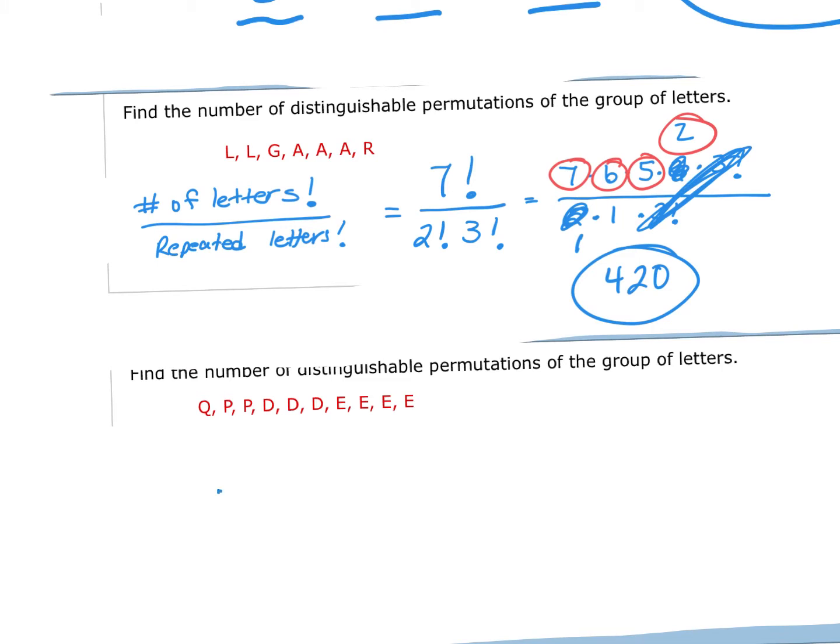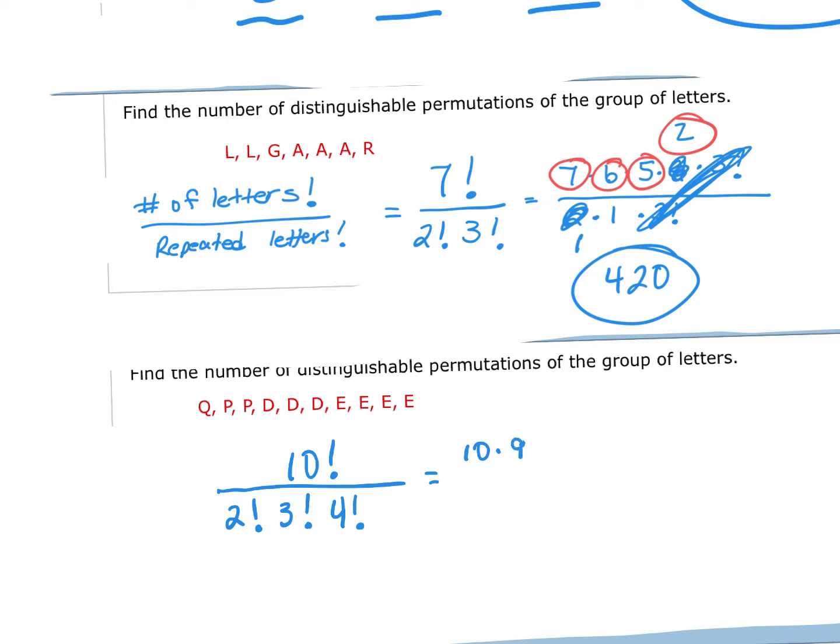Again, same thing here. How many letters are on top? 10. Yep, 10 factorial. Now there's a lot that repeat. I see P, how many times? 2 times. I see D, how many times? 2 times, and then E repeats 4 times. Perfect. So it looks something like this.